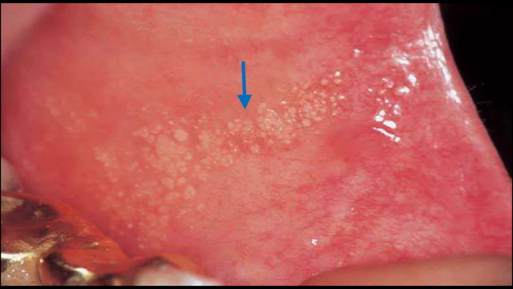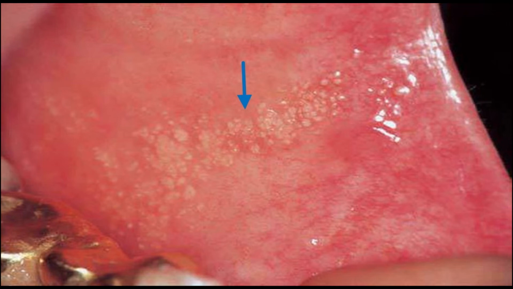Next is Fordyce granules. These are ectopic sebaceous glands located on the oral mucosa and vermilion of the lips. The buccal mucosa and the vermilion border are the most common locations, but you can also find these granules at the anterior tonsillar pillar, alveolar ridge, gingiva, palate, and even on the tongue.